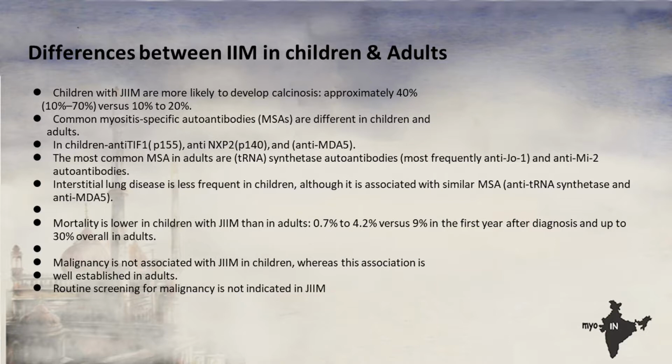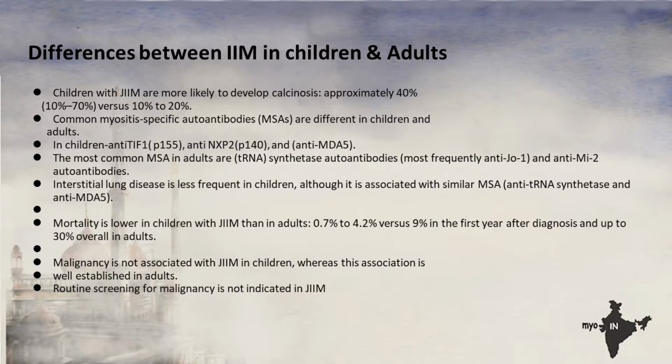And this is by far the most important thing. So what are the differences between idiopathic inflammatory myositis in children and in adults? One is the incidence of calcinosis. Children are by far more prone to get calcinosis compared to adults.